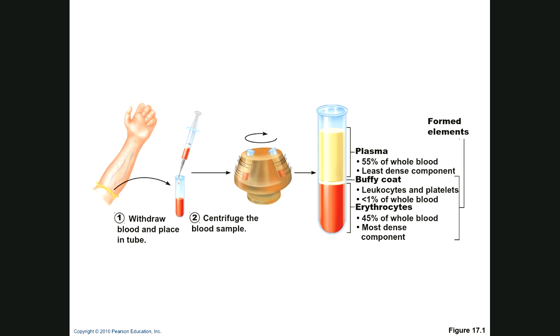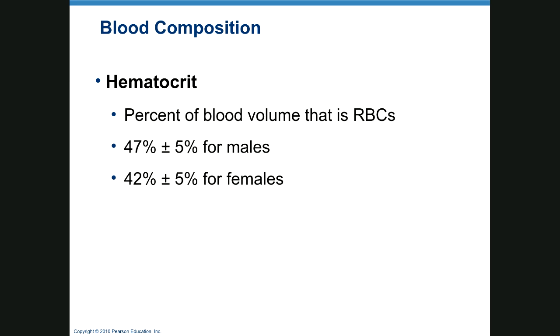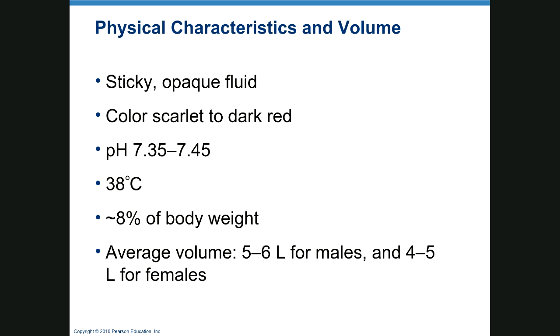So we call our hematocrit the percentage of blood volume that is red blood cells, and it's an indication of how the red blood cell count compares to other parts of blood. Males, 47 plus or minus 5%, females, 42 plus or minus 5%. Because of testosterone, males make more red cells. Premenopausal women also lose red cells because they cycle each month.